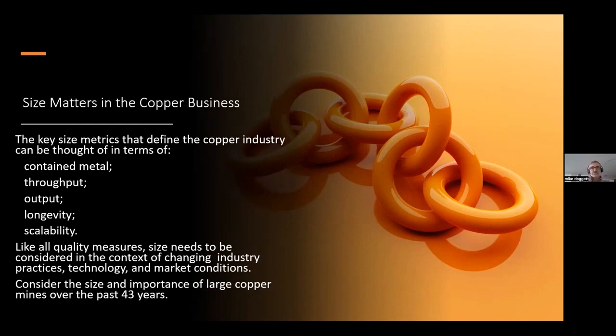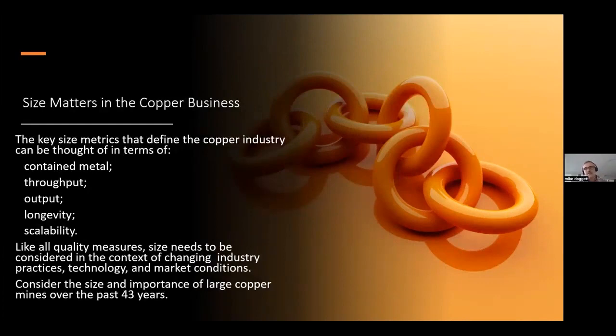Like all quality measures, size needs to be considered in the context of changing industry practice. You can't just talk about any of these quality measures as a static measure. You need to think of them as more dynamic in nature, especially in a business like ours where you have constant changes to technology and even more frequent changes in mineral markets. So I'm going to look at the size and importance of large copper mines historically over the past 43 years. I just picked 43 because I happen to have some data from 1978.